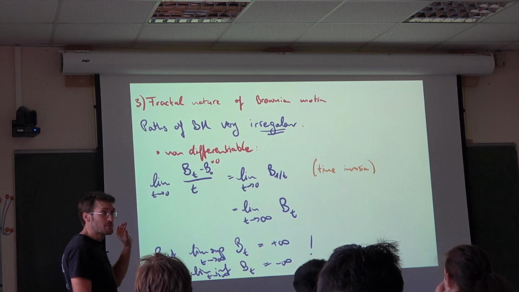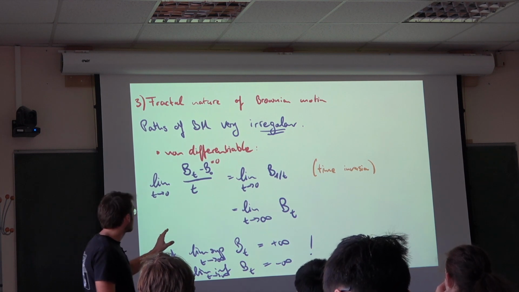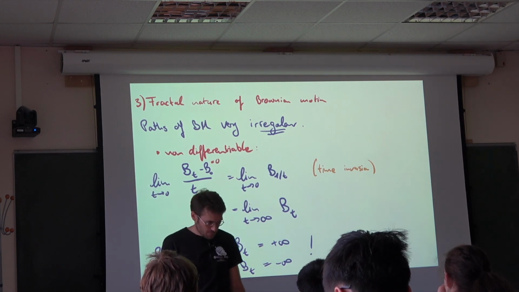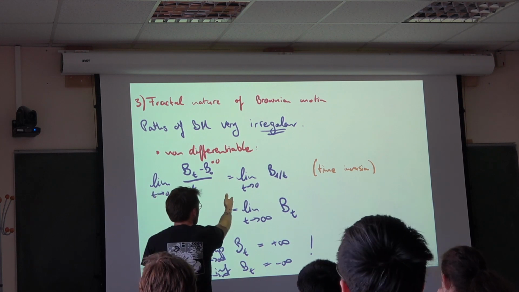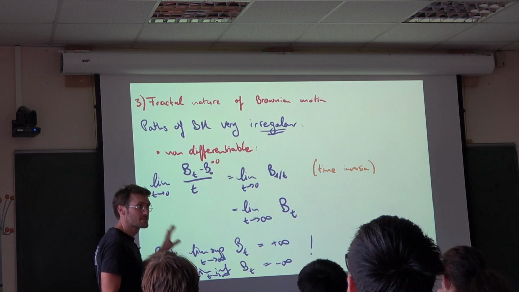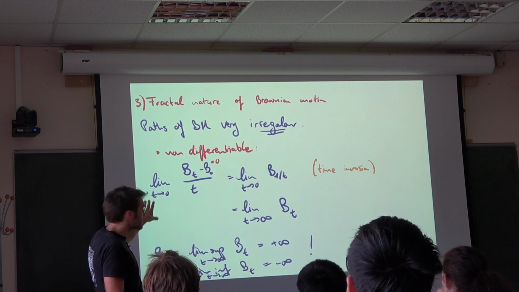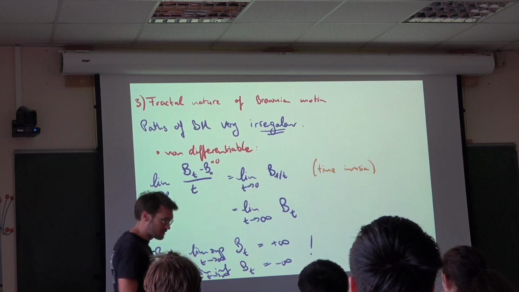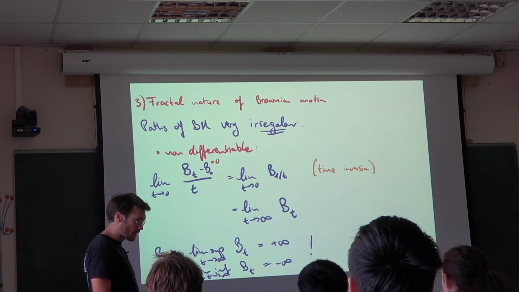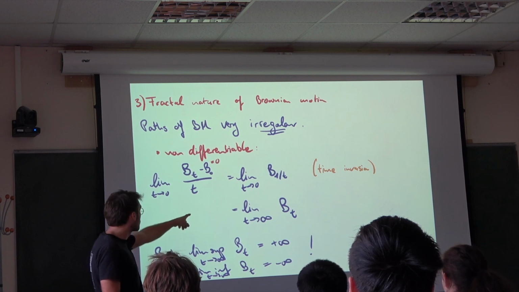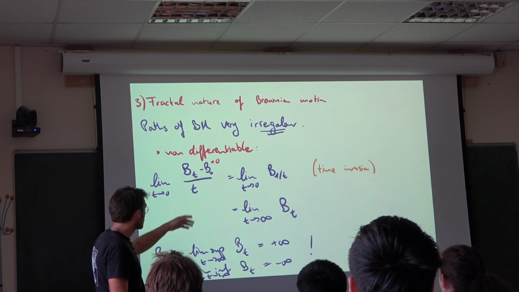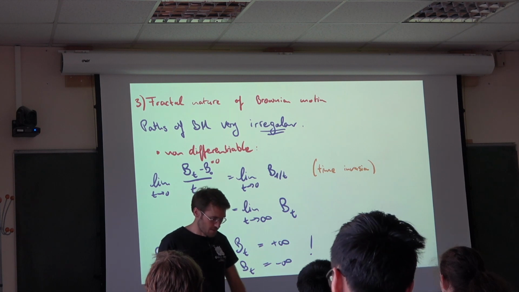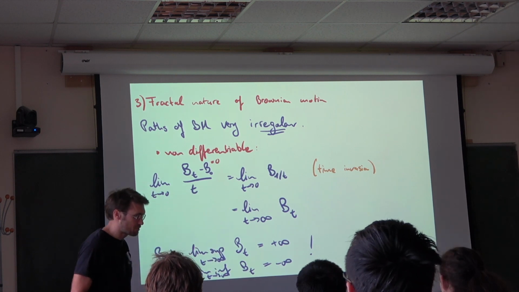But now, by the time inversion formula that I wrote before, this is equal in law to the limit as t goes to 0 of B of 1 over t. This is an equality in law, using the time inversion formula that I wrote before, which is a formula very specific to Brownian motion. And now here we just do a change of variables. This is a real equality, to see that this is the limit as t goes to infinity of B_t.